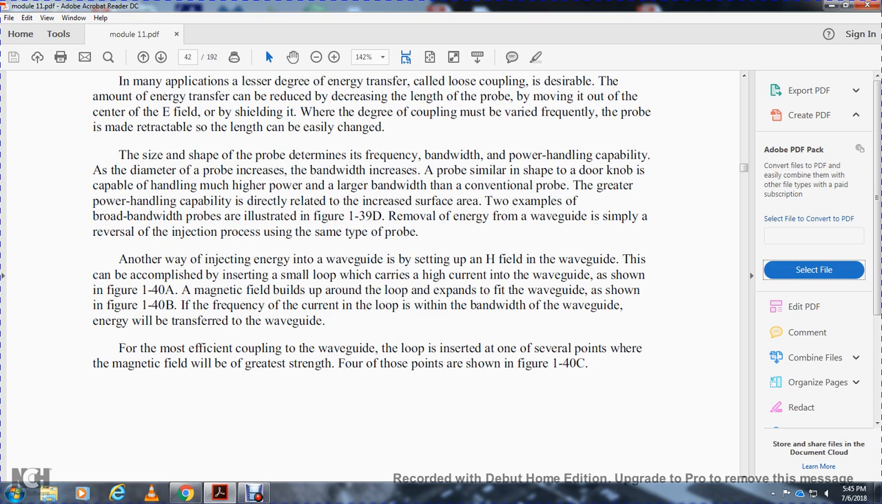If you remove the energy of the waveguide, it is simply the reversal of the injection process, using the same type of probe. Another way to inject or remove energy of the waveguide is by setting up the magnetic field of the waveguide. This can be accomplished by inserting a small loop carrying a high current into the waveguide, as shown in figure 140A.